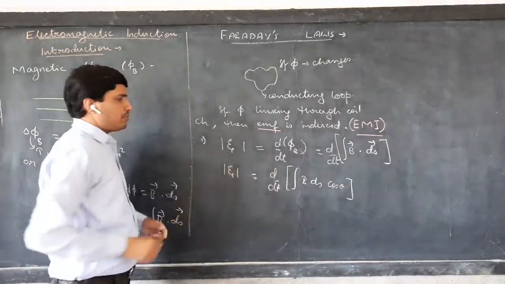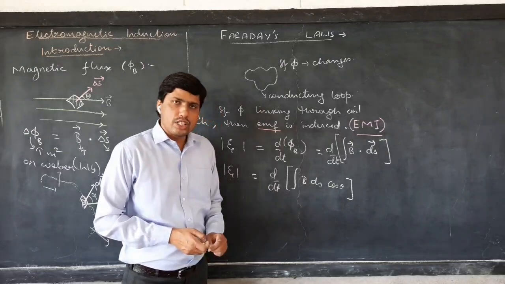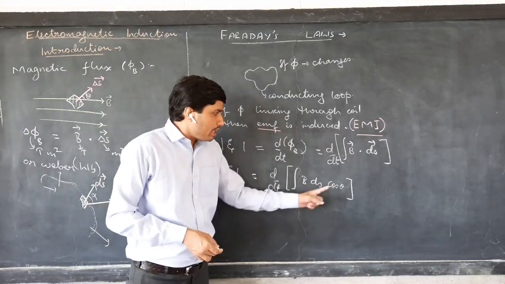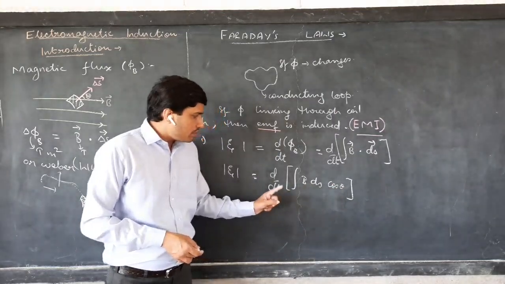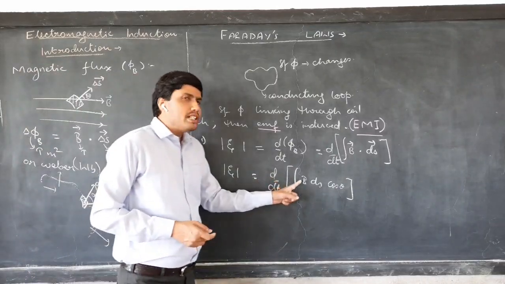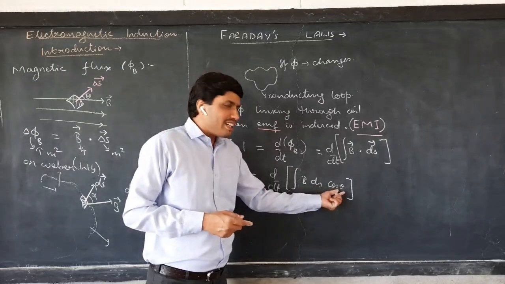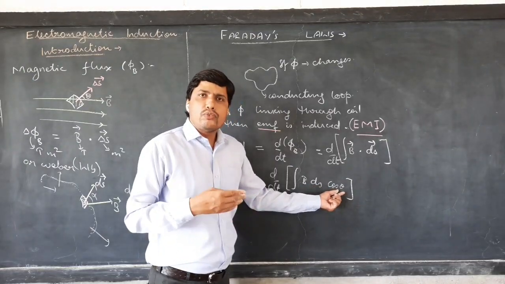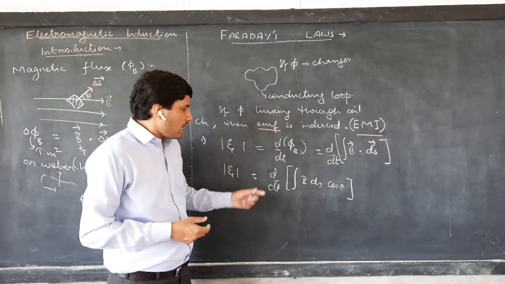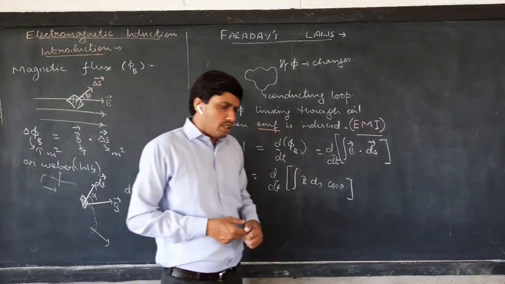Now this EMF will change if any of these three quantities change: B, or ds, or you can say cos theta or theta. Any of these three quantities, if they change with time, then there will be some EMF. If B does not change with time, area of the loop does not change with time, angle between the magnetic field vector and area vector does not change with time, that means this parameter will become a constant. And then the derivative with respect to time will become zero and there will not be an EMF.